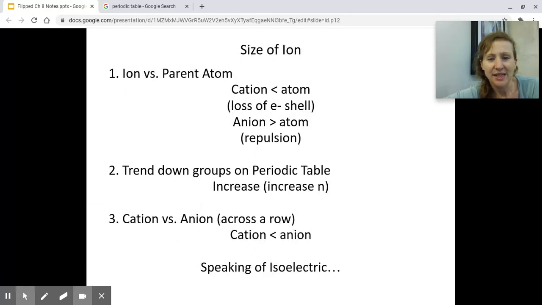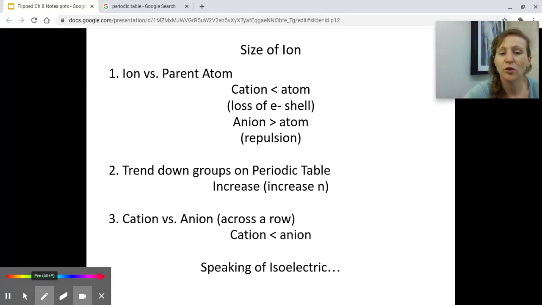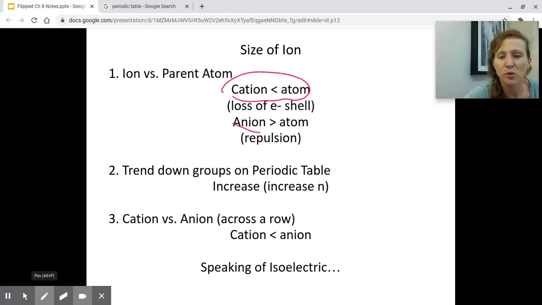This was the size of the ion trend we just talked about. We just looked at that. Normally metals would be bigger than nonmetals, but because metals lose that outermost energy level, the ion is actually going to get smaller. Cations will be smaller than the parent atom. Anions will be bigger than the parent atom. So we'll get this like split in the trend in that periodic trend.